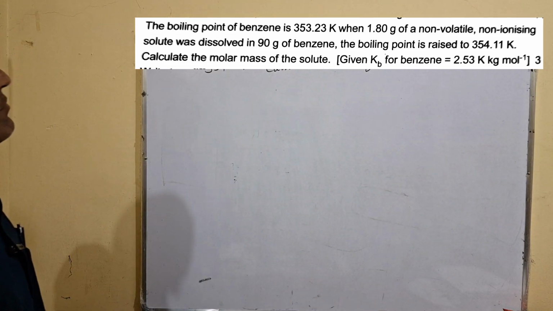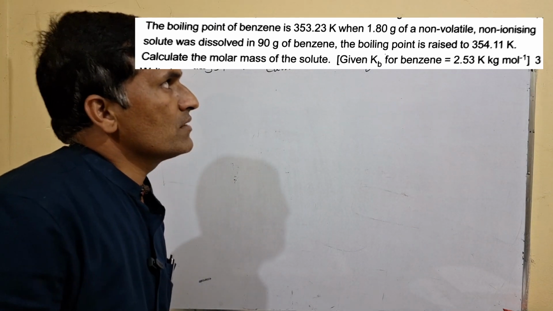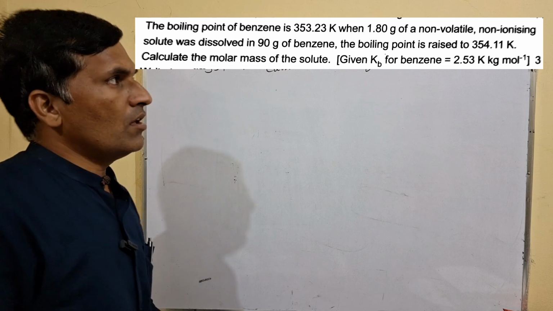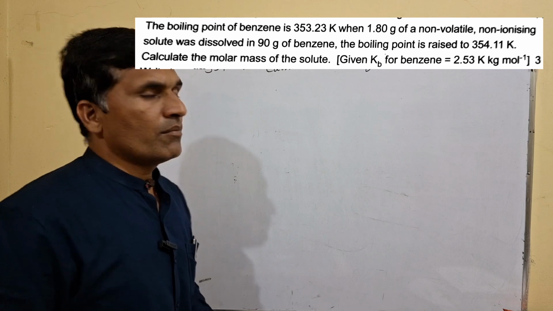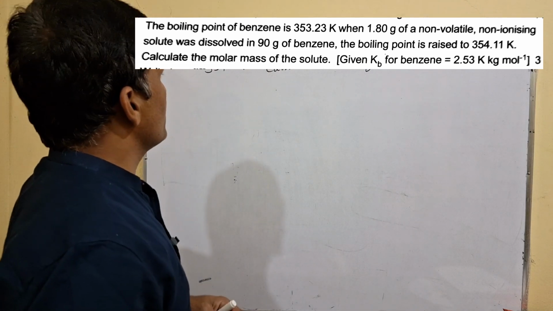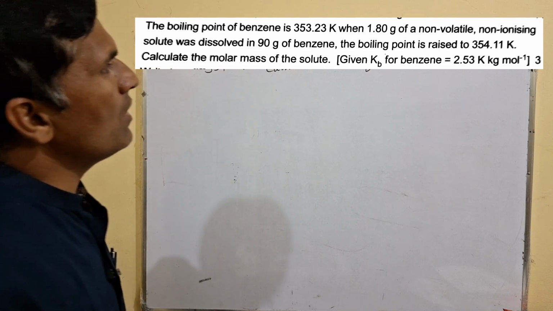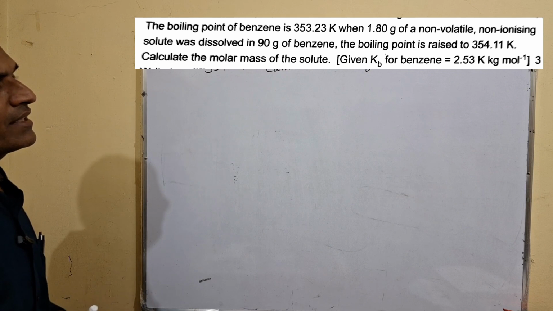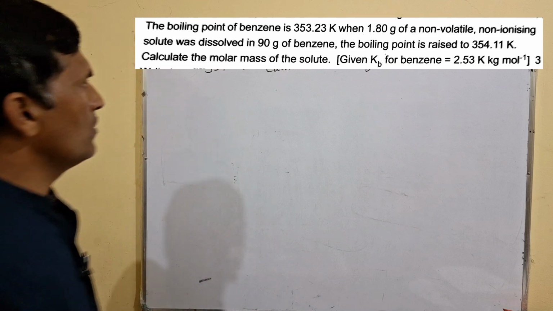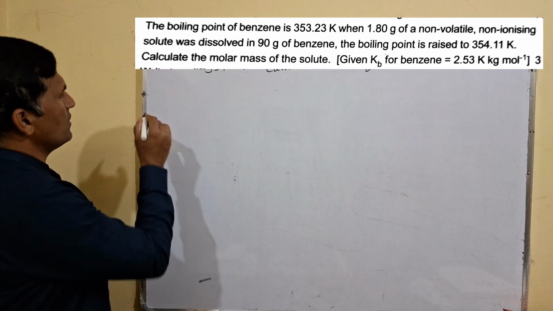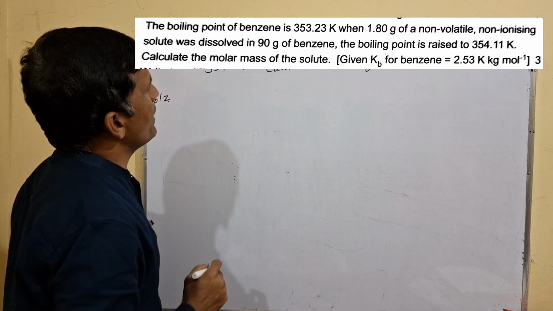Okay, the next is: the boiling point of benzene is 353.23 Kelvin. When 1.80 gram of non-volatile non-ionizing solute was dissolved in 90 gram of benzene, the boiling point was raised to 354.11 Kelvin. Calculate the molar mass of the solute. Given that Kb is equal to 2.53 Kelvin kg per mole. Again it is the problem on elevation in boiling point.